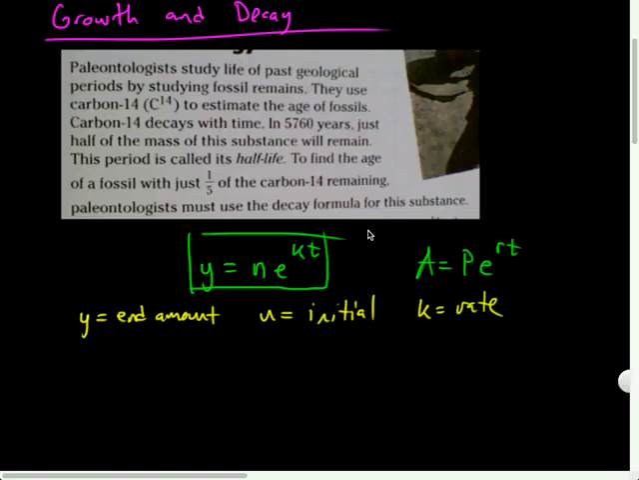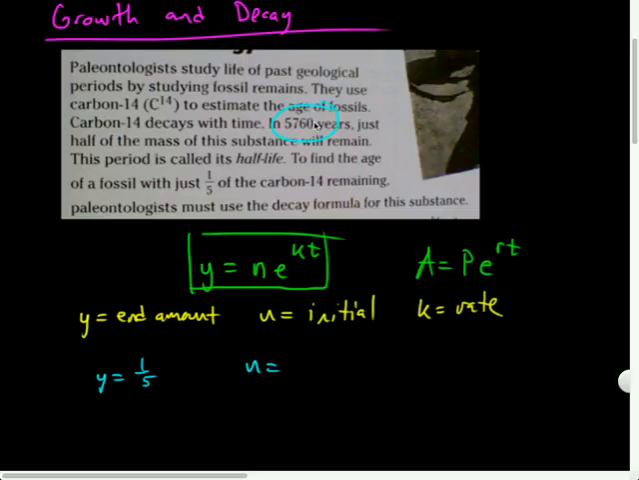So let's plug stuff in, define things, solve things. For us, since 1/5 of the carbon-14 remains, you could have y equal 1/5, and you could have n equal 1. You could do that, and that would be fine. That's what we're going to do. Aha! I'm jumping ahead of myself.